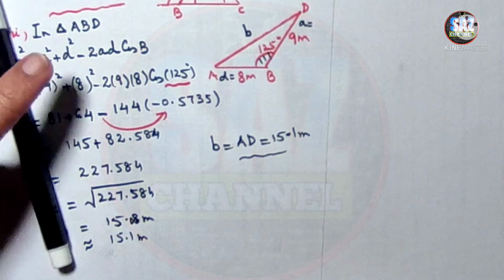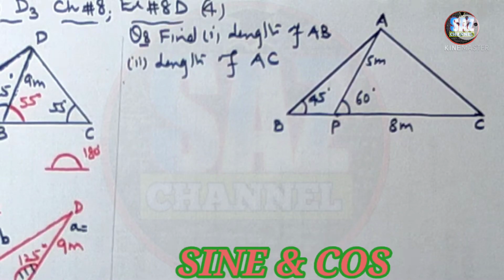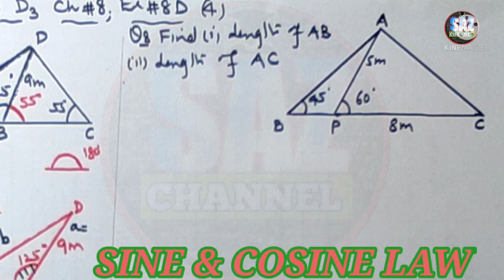And first let me read the question carefully from the book, and then we'll discuss how to do that question. Question 8 says, the figure shows the cross section of the roof of an old cottage. It is given that AP is 5 meters, PC is 8 meters, angle APC is 60 degrees, and angle ABC is 45 degrees, and then we have to find length AB.